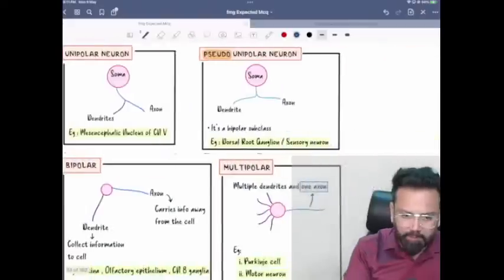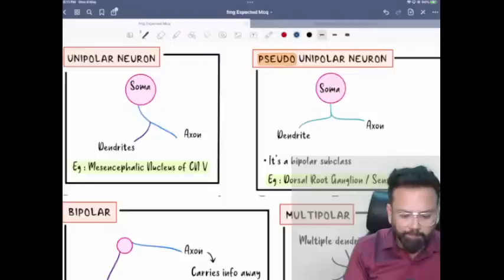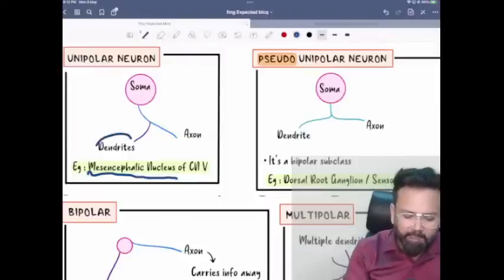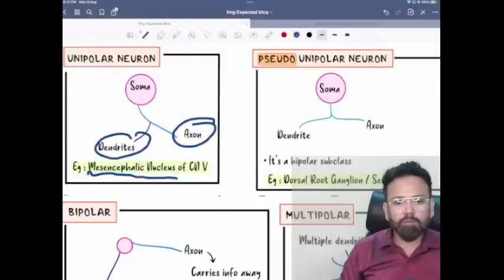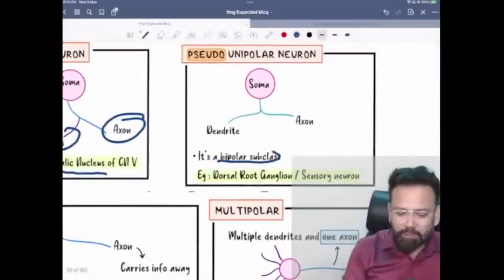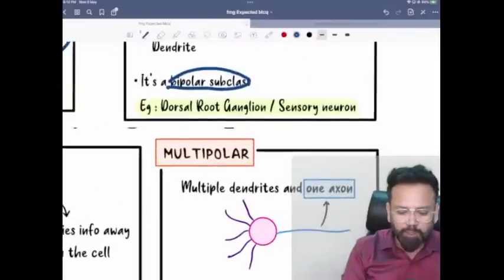See, this is your unipolar. Example of unipolar is the mesencephalic nucleus. Unipolar does not have separate dendrite and axon. Pseudo-unipolar is actually bipolar, but it looks like unipolar. And the example of pseudo-unipolar is the dorsal root ganglion.